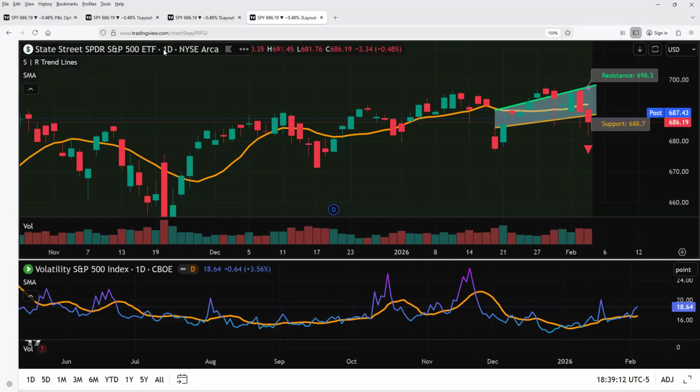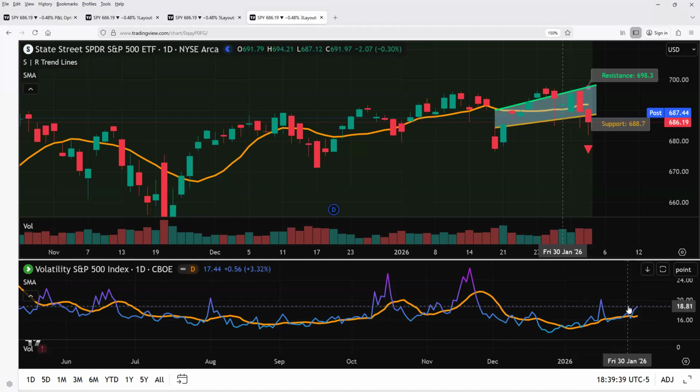The daily chart is showing an upward trend in the market, but really broken by today's price action. The down arrow here shows that the support levels were not held, and this was a pretty bearish day today. And VIX climbing higher is another indication that the market's moving generally in the downward direction.